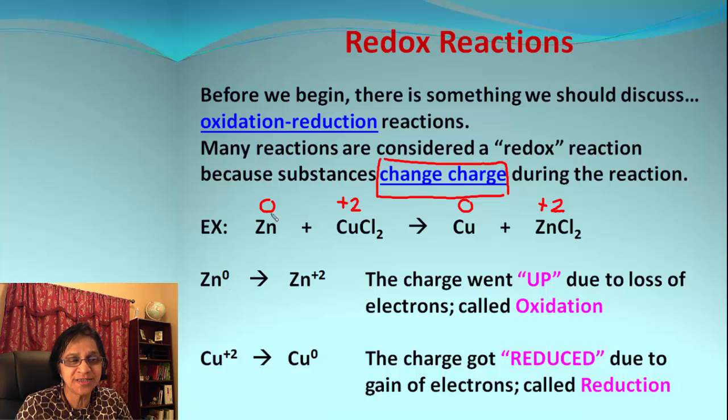So with that, what do we find out? Zinc was 0 first, and then the charge of zinc becomes +2. So the charge went up. If it goes up, up is for oxidation. And in case of copper, copper +2 became copper 0. The charge got reduced. +2 got reduced to 0. If that happens, it is called a reduction reaction. So if you do see changes in the charges taking place, that will be a redox reaction. And if you don't see it, obviously it will not be a redox reaction.